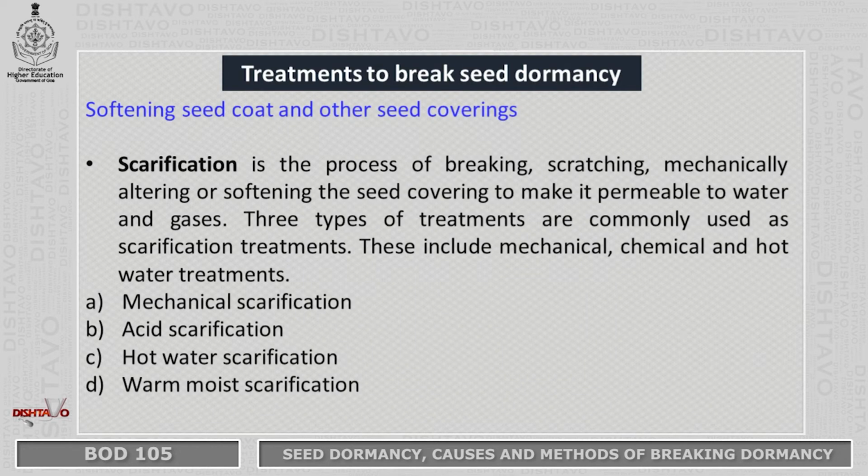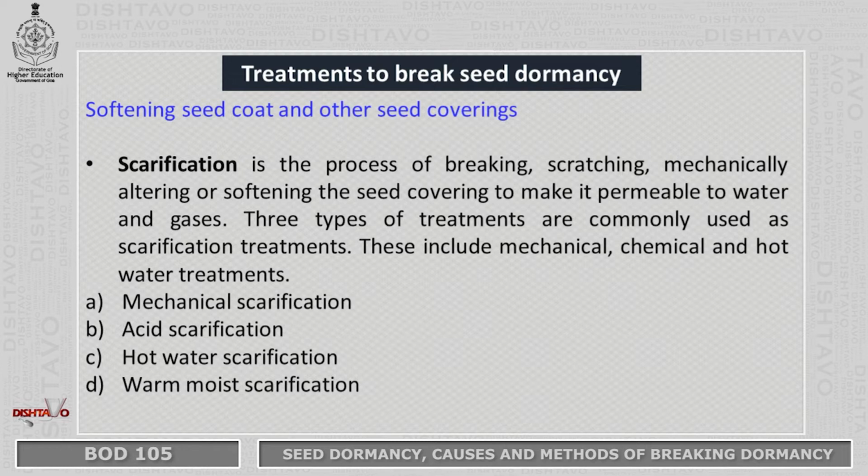Now, let us look at the treatments that can be utilized to break the seed dormancy. The most important factor that brings about seed dormancy in seeds is the presence of a hard seed coat. So, the method that can be employed is by softening the seed coat and other seed coverings. Several methods are used for breaking the seed dormancy, which helps in better absorption of water and gases, which ultimately leads to better germination of the seeds.